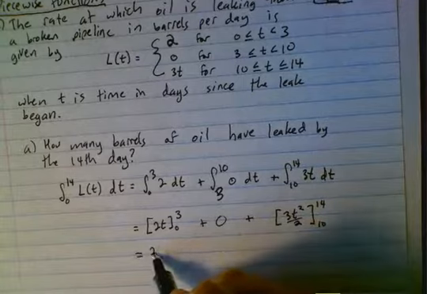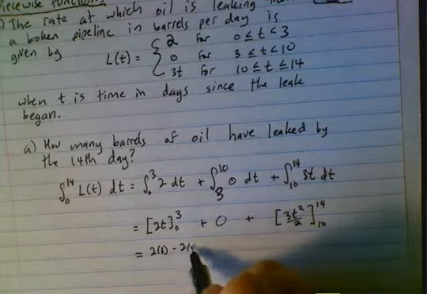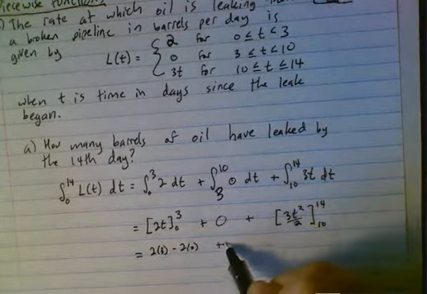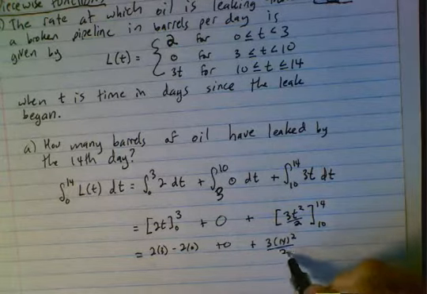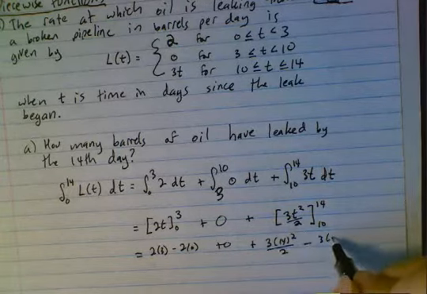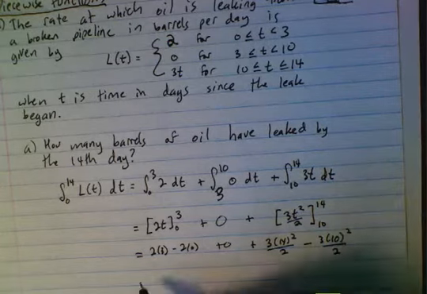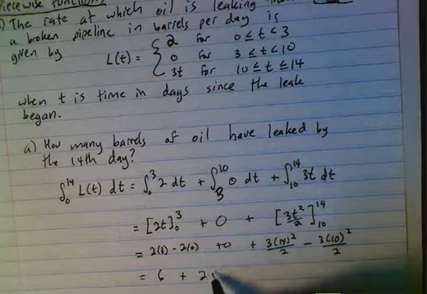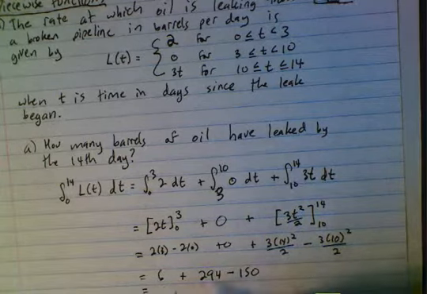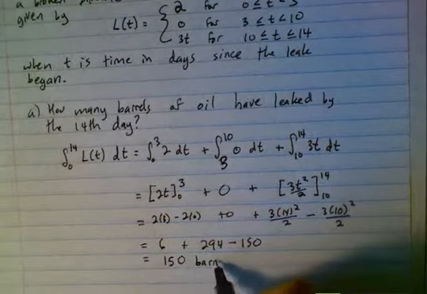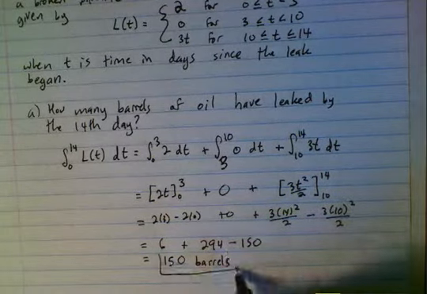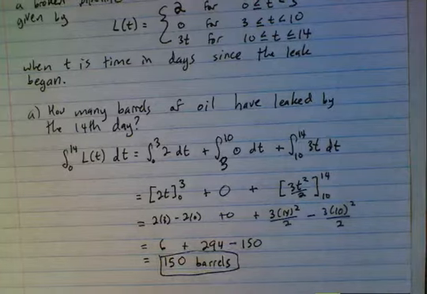Okay, so 2 times 3 minus 2 times 0, plus 0, plus 3 times 14 squared over 2 minus 3 times 10 squared over 2. That's going to be 6 plus, over here, this is 294 minus 150, which is 150. Make sure you have units: barrels.